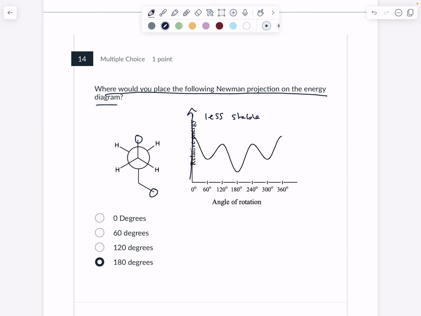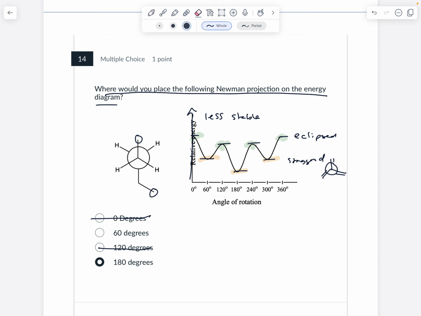Staggered is going to be lower in energy because the groups aren't laying right on top of each other. Whereas eclipsed, when we have our groups sort of laying right on top of each other, that is higher in energy. It's less stable. So that's our top one. So all these are eclipsed positions. We know for sure. And then all these are going to be our staggered positions. So we can immediately eliminate 0 degrees, which seems to be eclipsed, 120 degrees, which seems to be eclipsed, and we know that our only options are 60 or 180.